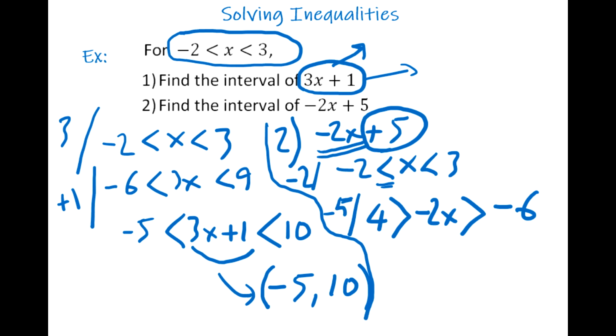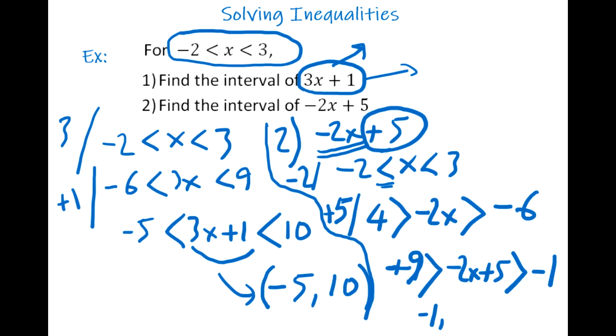This is +5 on all sides. Then -5 plus 4 is going to be -1, and that is greater than, no, it's going to be positive 5. So it's going to be 9, guys. Positive 9, and it's going to be -2x plus 5, and that will be greater than -1, guys. So we can say that -2x plus 5 is between -1 and 9, and we can show it like this: -1 and 9, and the boundaries are open.